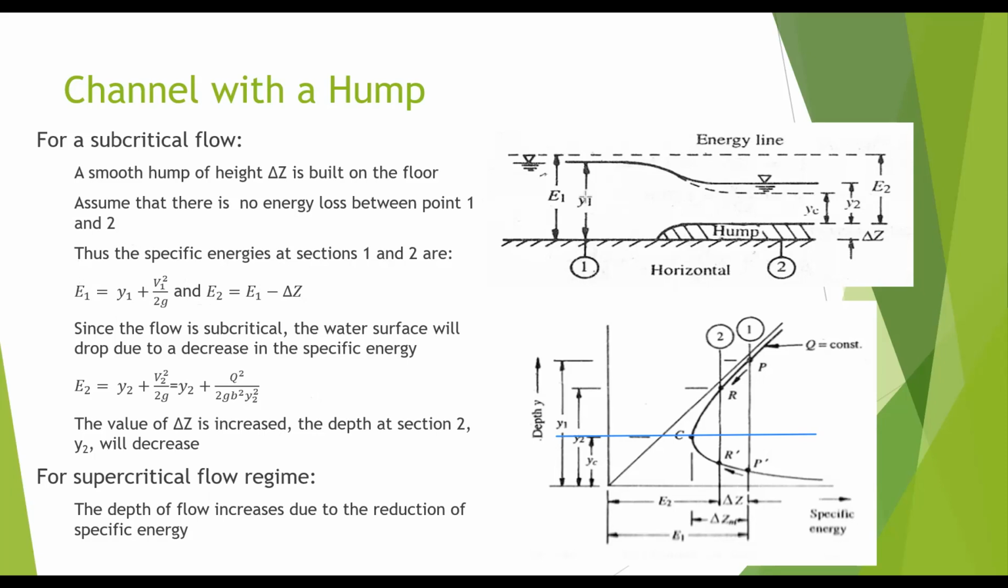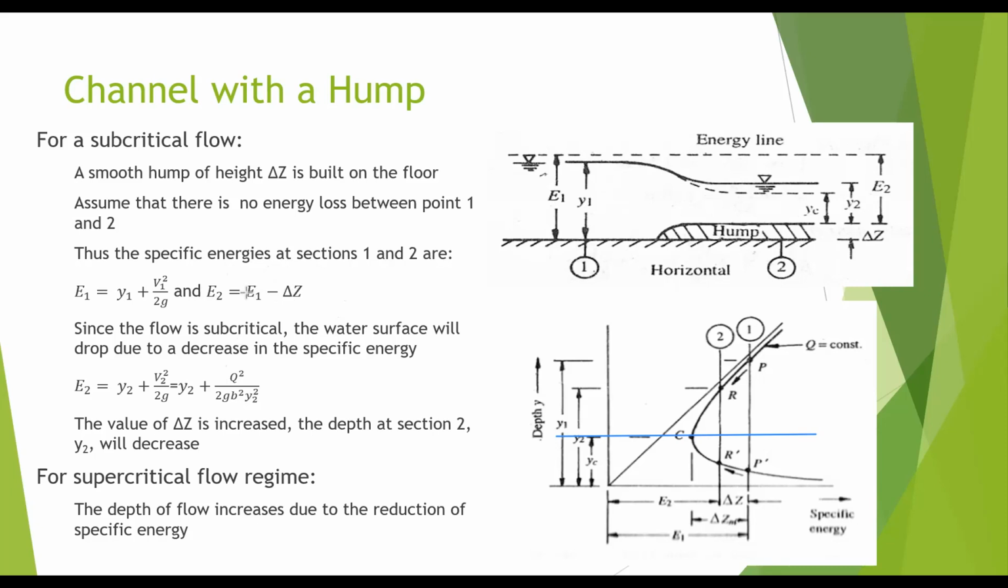So the original equation for point 1, the specific energy equation, is equal to y1 plus the depth of the water plus velocity at point 1 squared over 2g. This is our original equation. And for point 2, basically what you are going to do is subtract the height from the total energy. So the specific energy at point 2 is equal to specific energy 1 minus delta z, which means the height of the hump.